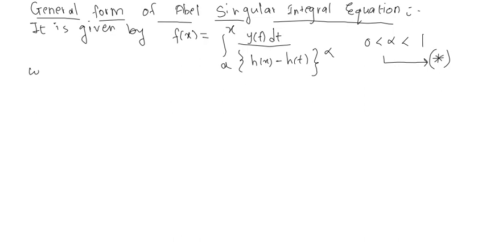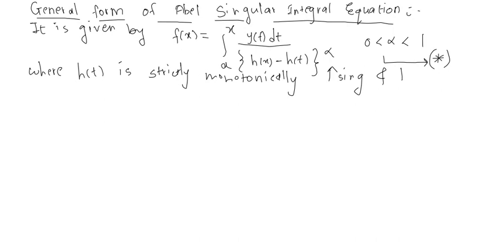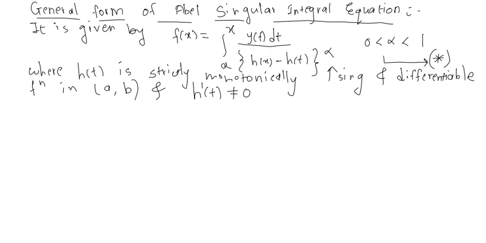where now we will give the conditions that h has to satisfy. h of x or h of t, whatever it is, so basically the function h. h of t is a strictly monotonically increasing and differentiable function in (a, b). The point x, whatever is taken, is somewhere in the open interval (a, b), and h dash of t is not equal to 0 in (a, b).